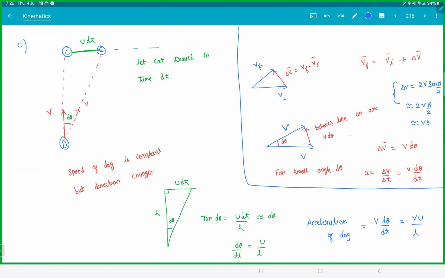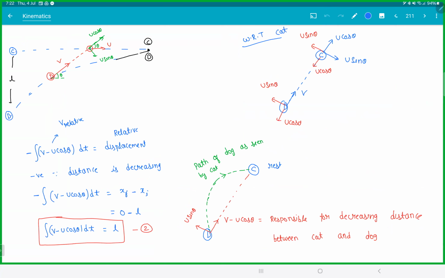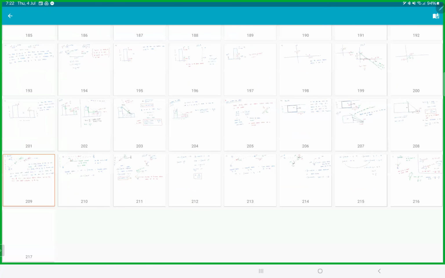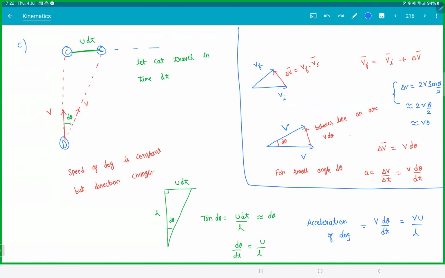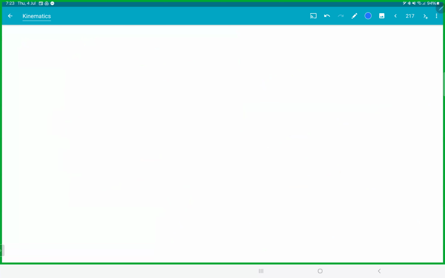Next one. Definitely give it a try again on your own. It's a pretty good one. Turning the page. This is also a pretty good one. 64 is another model.